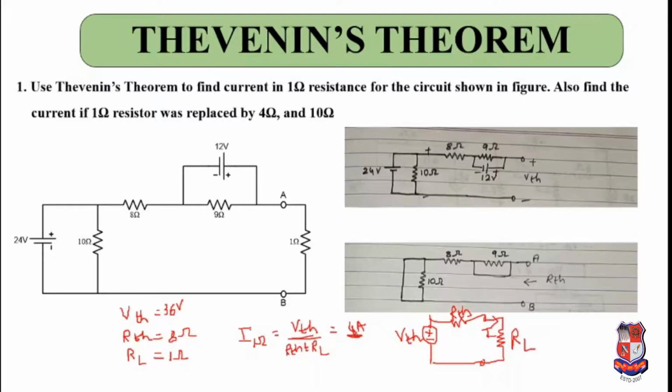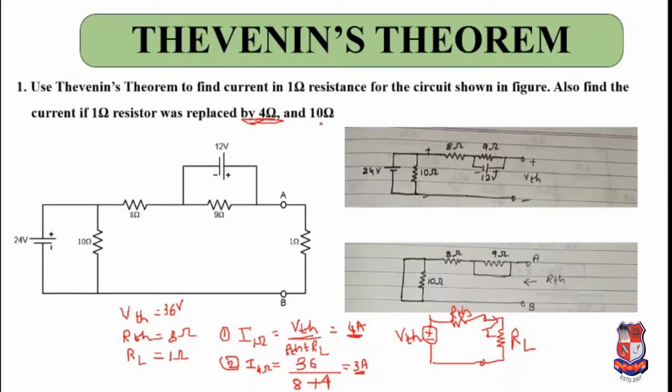Now the question is, if this 1 ohm resistance is replaced by a 4 ohm resistance, what will be the current? You know what changes will be there. VTH remains the same, 36, and RTH also remains the same. What will change is that instead of this 1 ohm, you need to replace it by 4 ohm. So you will get the answer to be 3 ampere. Very simple. This was for the first case, this was for the second case. So here I can write that this current is for 4 ohms.